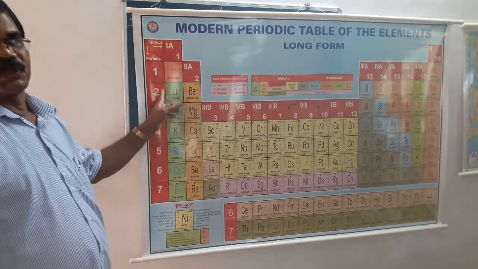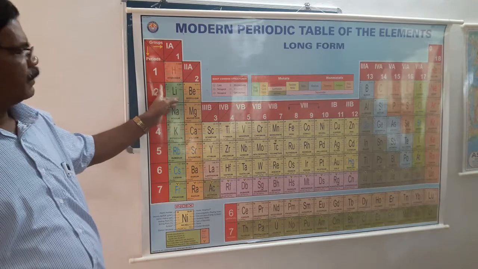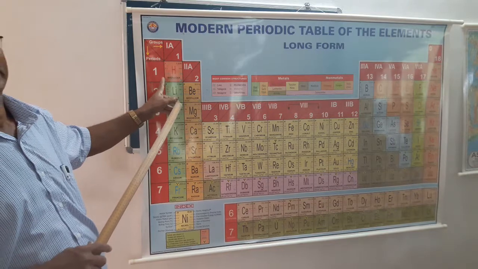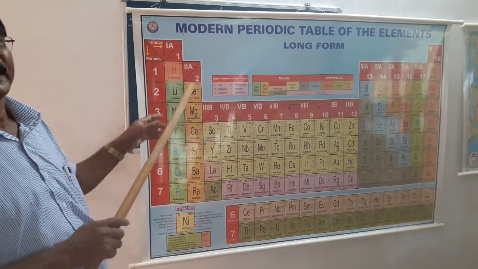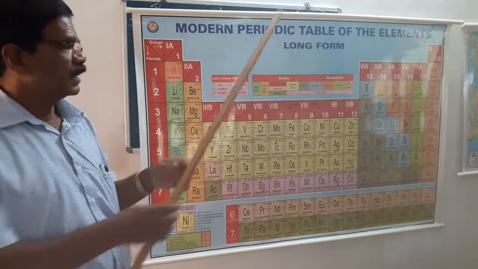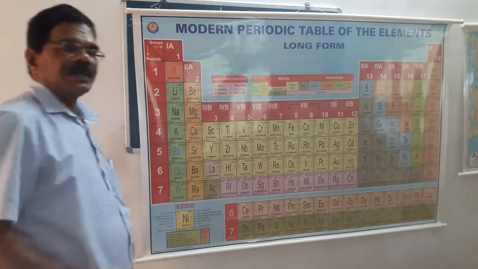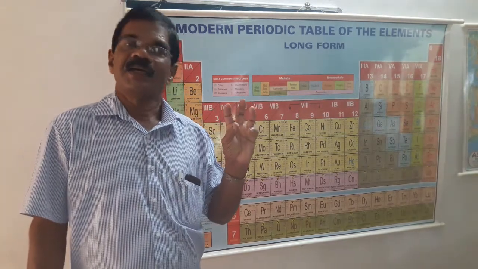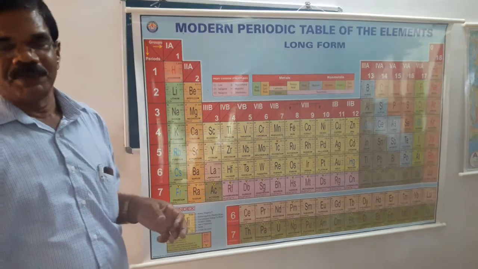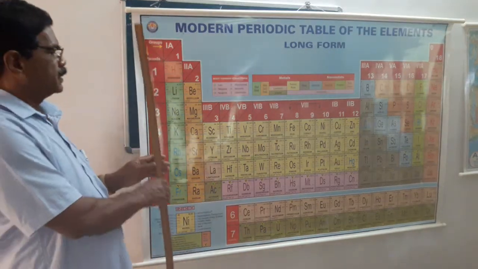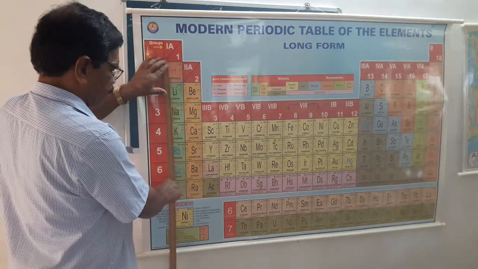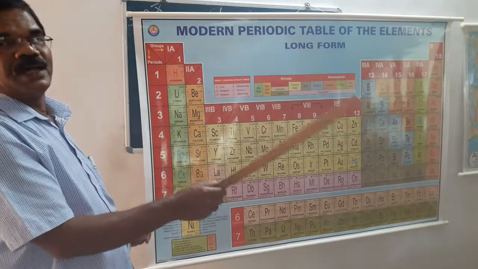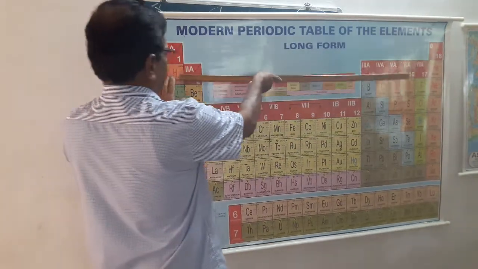Then you must also remember the number of periods. What are periods? The horizontal rows in the periodic table are known as periods. Students always make a mistake between the horizontal and the vertical columns. When you are studying the vertical columns, remember only those. Similarly, when you study the horizontal rows, remember those.